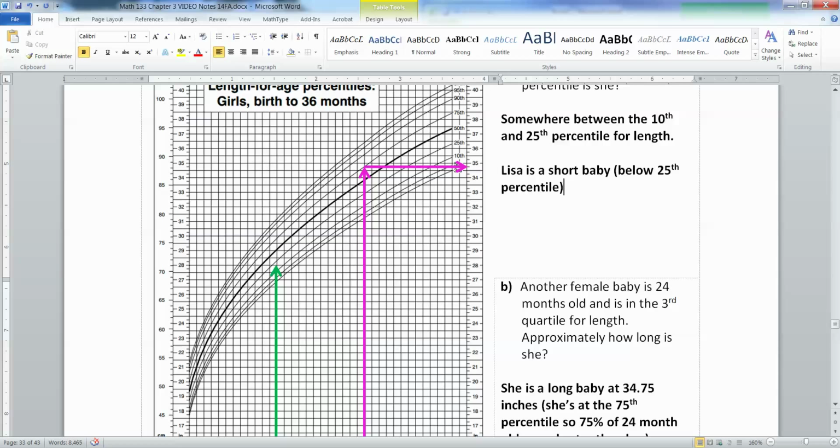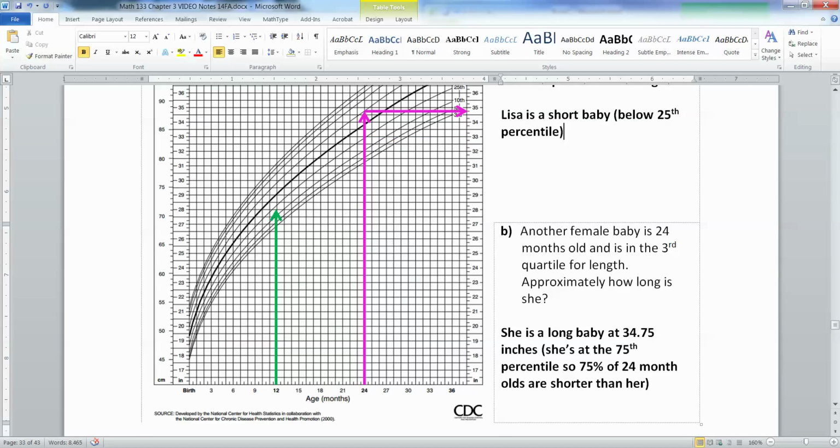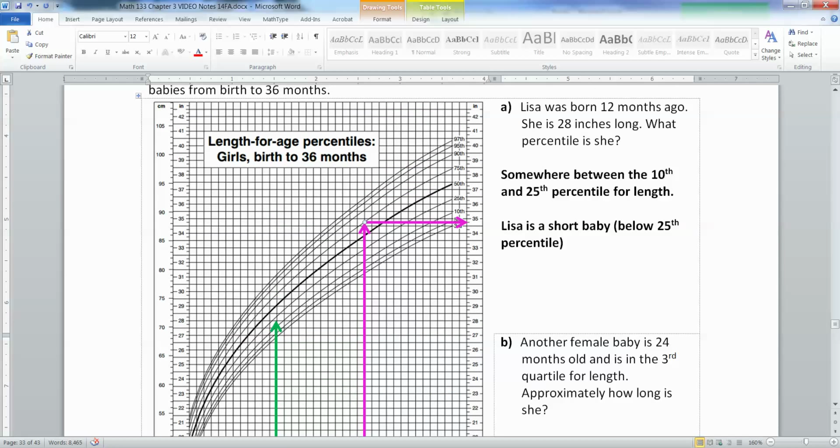All right, what about another female baby, who is 24 months old and is in the third quartile for length. Third quartile, right? Approximately how long is she? Okay, so what I did was I went to 24 months, because months is down here, and I went straight up until I hit the third quartile, which is the 75th percentile, which is that curve right there. So I hit the curve, and then I go straight to the right, or to the left, if you will. And let's take her left. And that'll get me right there.